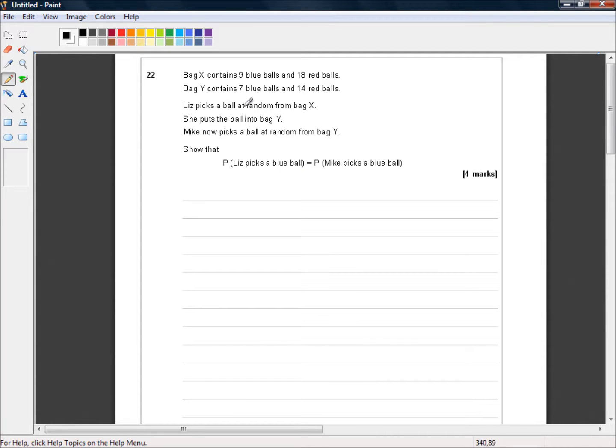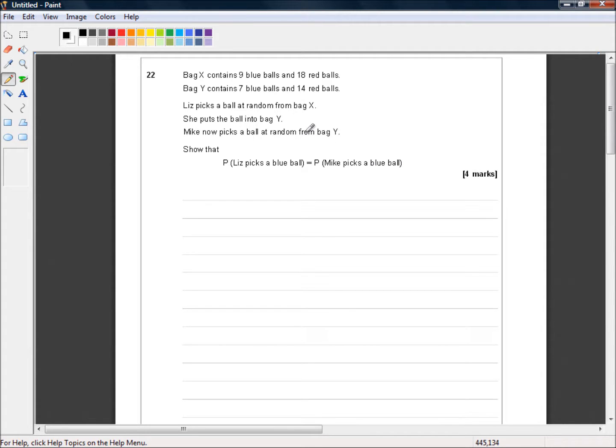Bag X contains 9 blue balls and 18 red balls. Bag Y contains 7 blue balls and 14 red balls. Liz picks a ball at random from bag X. She puts the ball into bag Y. Mike now picks a ball at random from bag Y. Show that the probability that Liz picks a blue ball is the same as the probability that Mike picks a blue ball.